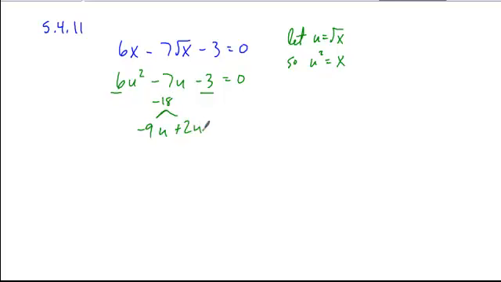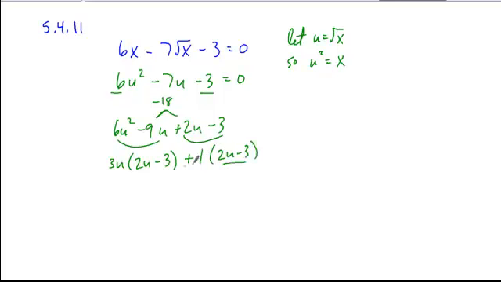So if I rewrite my middle term as those, drop my first and last terms down, and factor by grouping, I can remove a 3u from the first pair of terms, leaving a 2u minus 3. From the second pair of terms, I can't remove anything, so I'll write a plus 1, leaving 2u minus 3. My common binomial factor of 2u minus 3 comes out. My remaining factors of 3u and plus 1 form the terms of my other binomial.